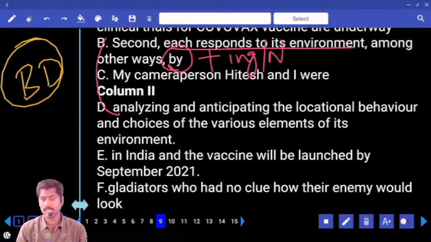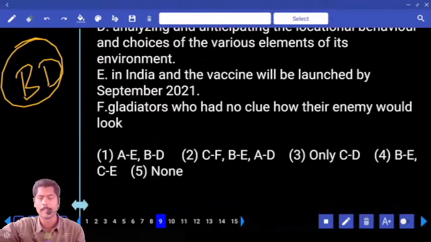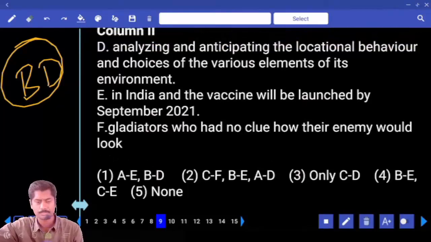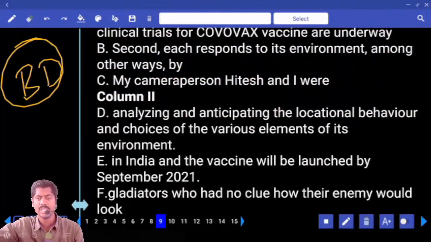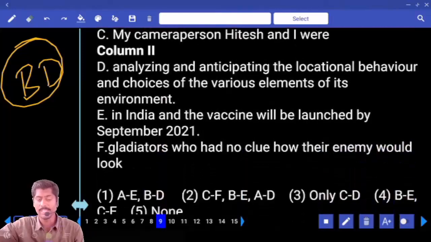My camera person Hitesh and I were analyzing and anticipating locational behavior and choices, no. He and I were gladiators who had no clue how their enemy. I'm not sure. Let me check BD. Where is BD? First option. BD means AE. They are underway in India.